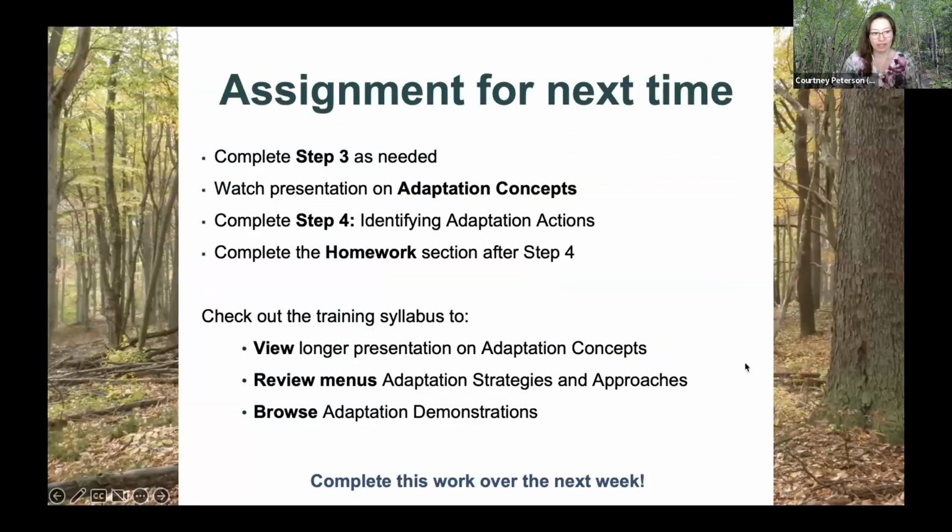So between now and next week, continue to wrap up step 3 as needed. Watch that presentation on adaptation concepts that Stephen mentioned that really goes into those details about what is resistance versus resilience versus transition. Complete step 4, identify your adaptation actions, and then complete the homework that's after section 4. And then don't forget to check out the training syllabus where you can view that presentation on adaptation concepts, go back and review the menus and browse different adaptation demonstrations.